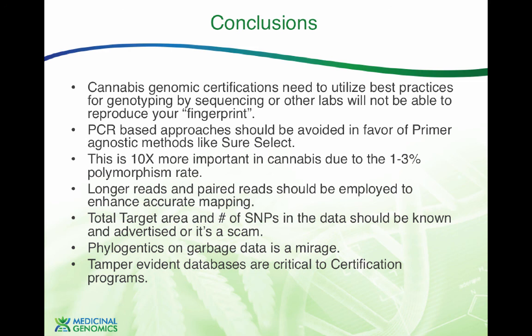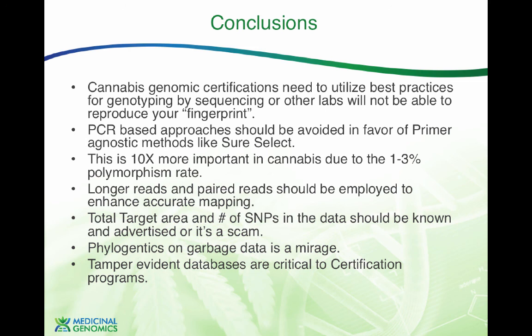Selling this type of data without this detail, in many other fields, is considered a scam. This is like transparency: what am I buying? So it's important to ask those questions if they're not providing them. And then phylogenetics based on garbage data is a mirage. It makes nice pictures, but if the underlying data has a primer design problem, and you're dealing with SNPs like this, you're not really creating a phylogenetic tree that's meaningful. You're creating one that's all getting bent toward the reference genome.